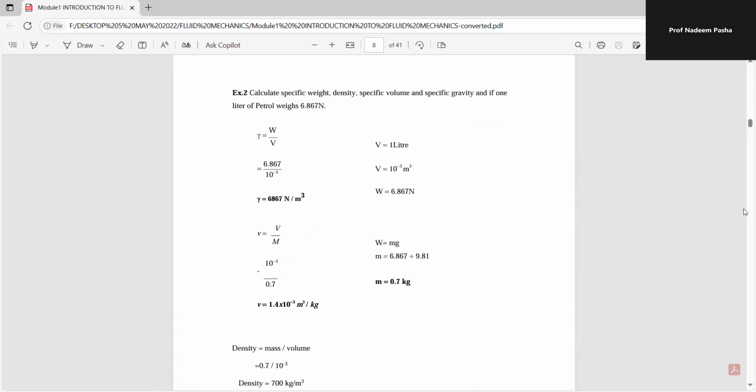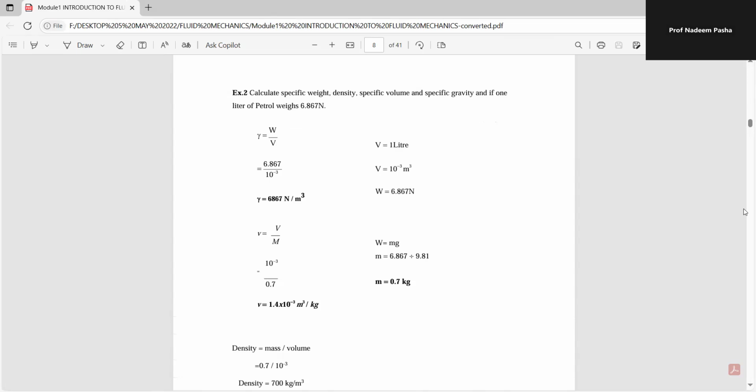Of what? 1 liter of petrol. So the volume of petrol is given to us as 1 liter, and it weighs 6.867 Newton. So the weight of petrol is 6.867 Newton. We will note down the things which are given to you. Capital V is equal to 1 liter, which is 1 divided by 1000, so it comes out to be 10 raised to minus 3 meter cube. W is given as 6.867 Newton.